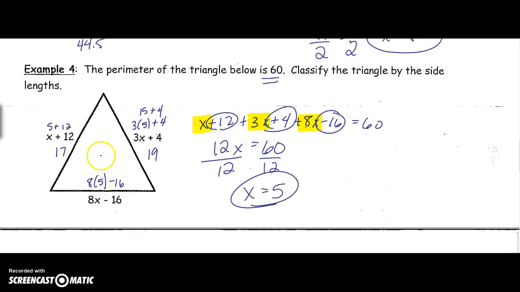Let me catch up with my writing here. And then 40 minus 16 is 24. So all three of these sides are different lengths. Therefore, again, this is a scalene triangle.